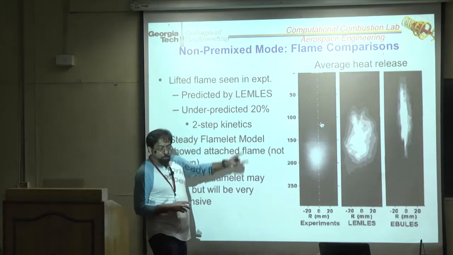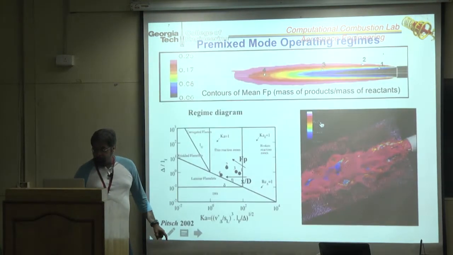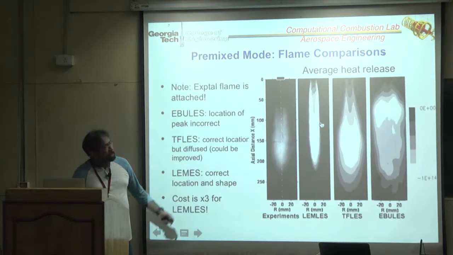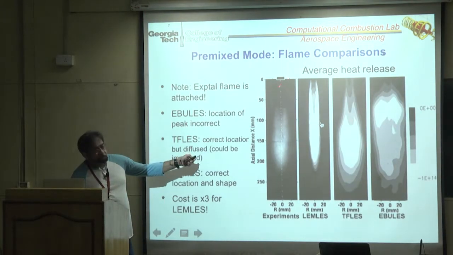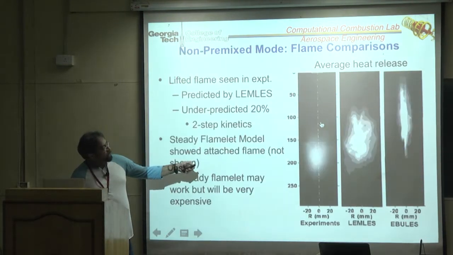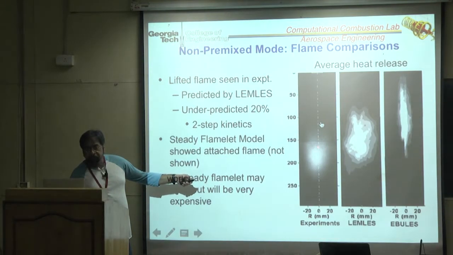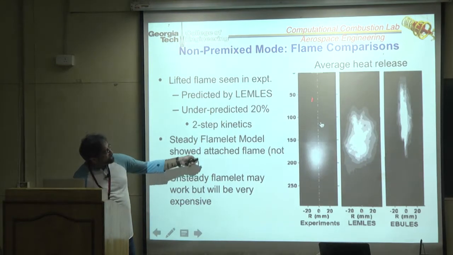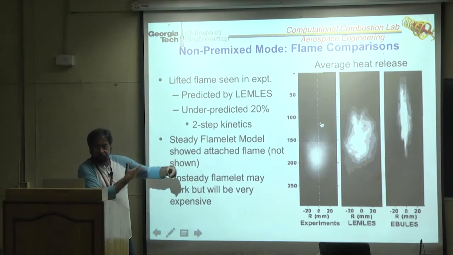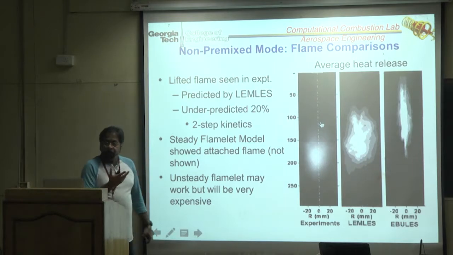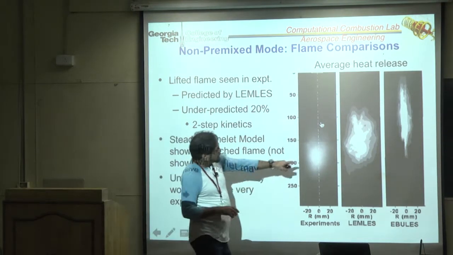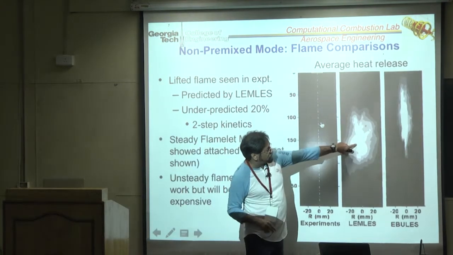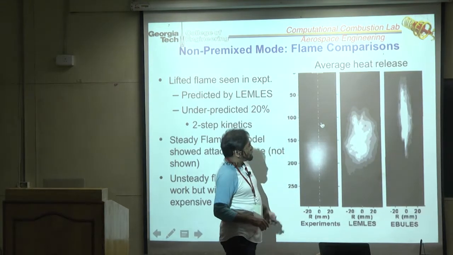So the premixed flame was attached. What was interesting here was that the premixed flame was attached to the lip, right? The non-premixed flame was lifted in the experiment. So this is a lifted flame. The heat release is occurring here because in all this region you have fuel and air mixing. It is high strain. It's not burning. It's mixing. And LEM still predicted a lifted flame. The location is obviously wrong because the chemistry is probably not right.